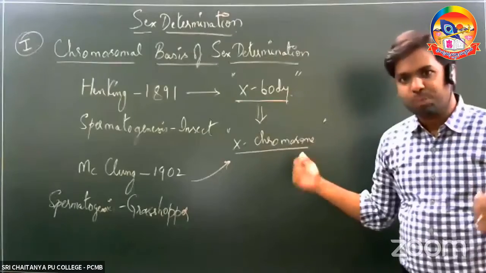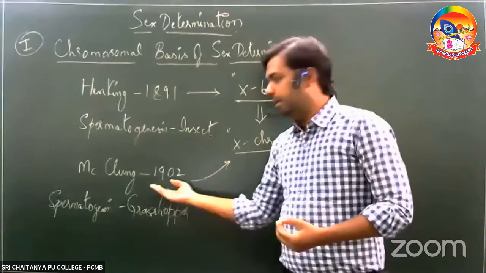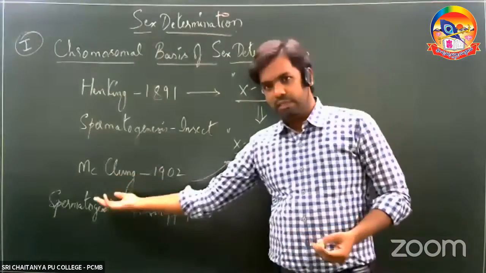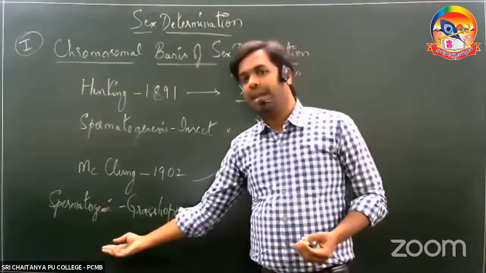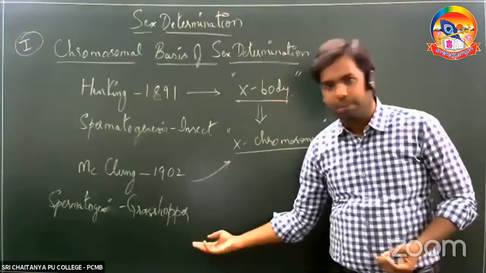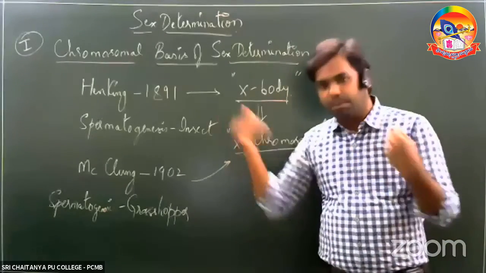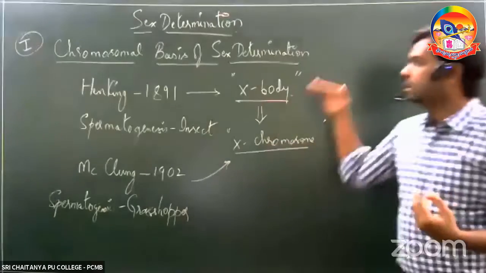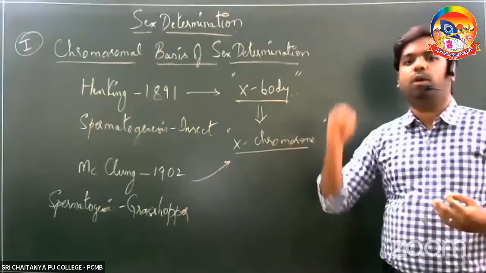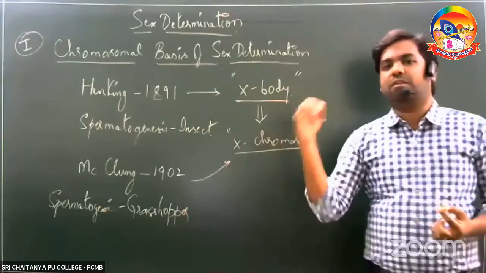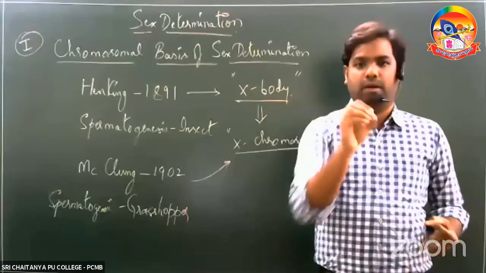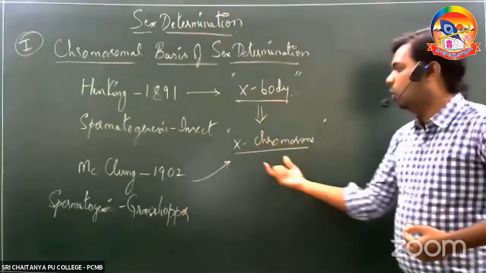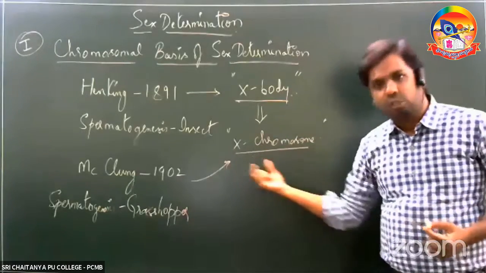Later on, in the year 1902, another scientist by the name Macklung, while working on the same process, that is gametogenesis in grasshoppers, identified the same thing, and he said that this X body is nothing but one of the chromosomes which is responsible for determining the sex of a particular organism. Therefore, he started calling this chromosome the X chromosome.